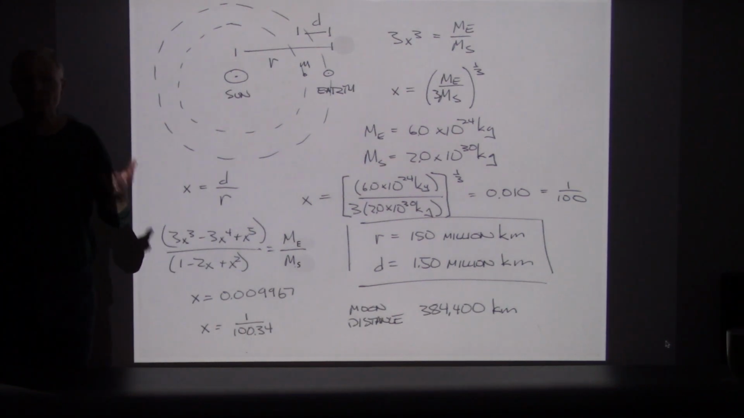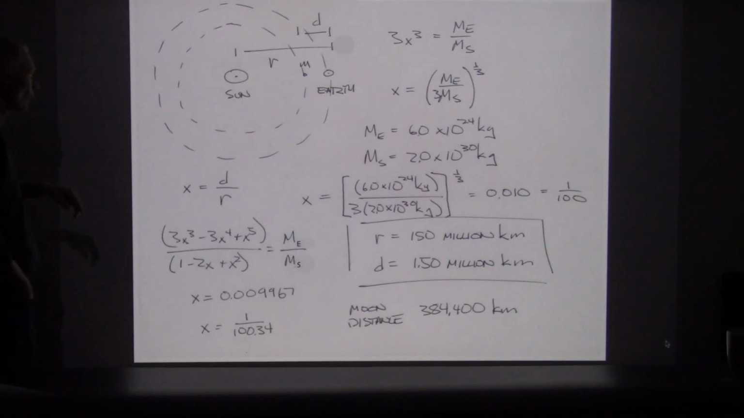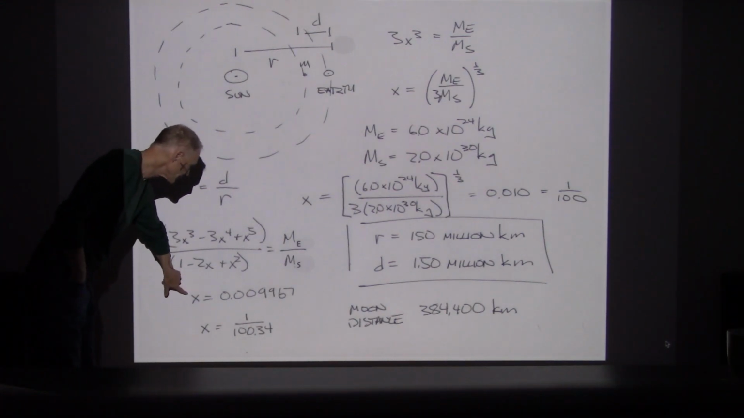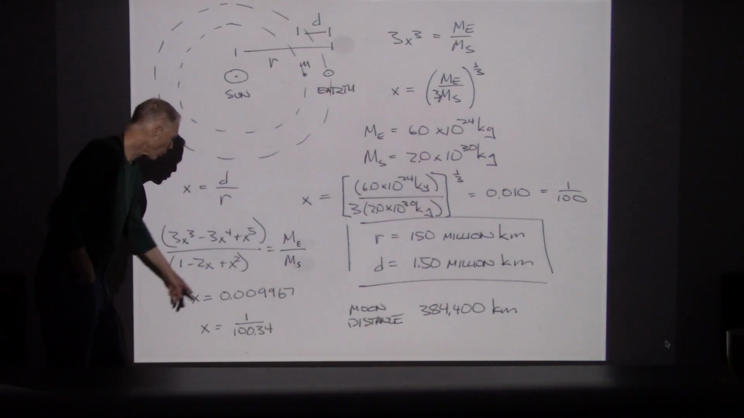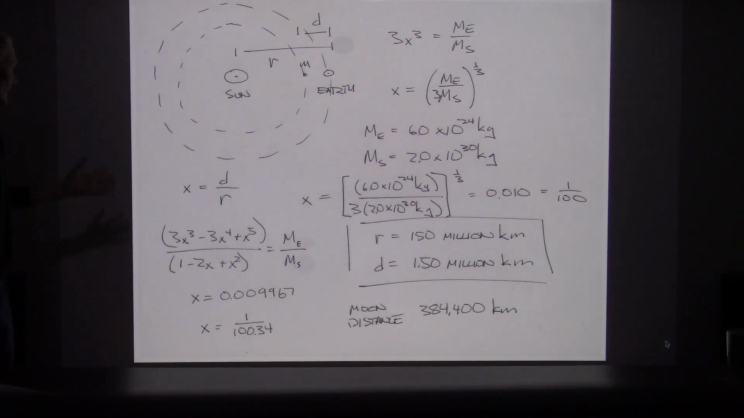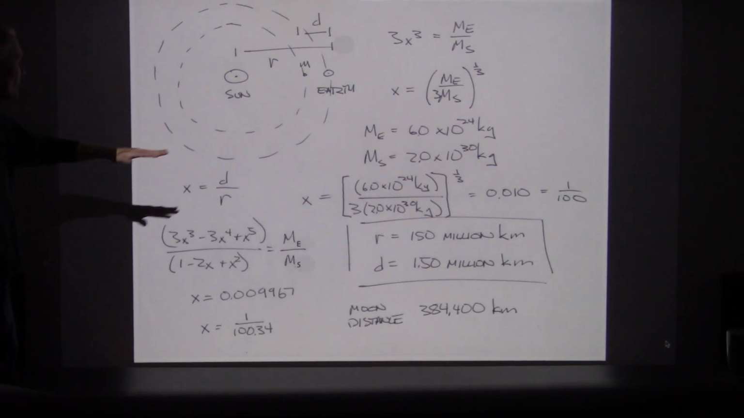Now over on this side, I took the exact expression and then I programmed this in my calculator just to compare, to see how well this approximation worked. So I plugged these numbers into my calculator and I ended up with x equal to 0.009967, or 1 over 100.34. So the approximation worked really well, ignoring those bigger terms in x.